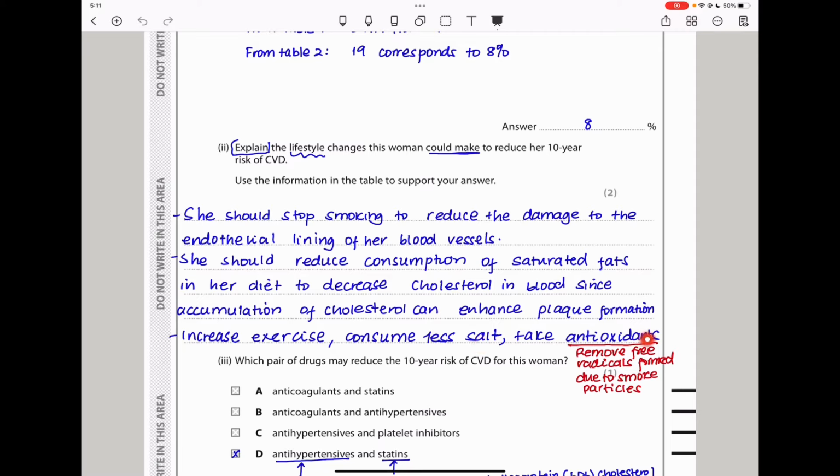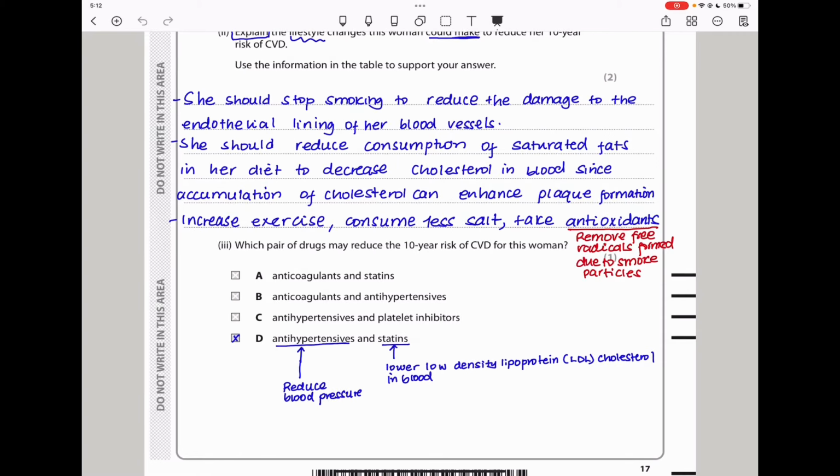Take antioxidants. Taking antioxidants, because she's a smoker, smoking can lead to formation of free radicals, or due to particles from smoke, free radicals could be formed, and these antioxidants can be able to decrease those free radicals. So she could take antioxidants, she could increase exercise, and she could consume less salt. So all these points could be acceptable.